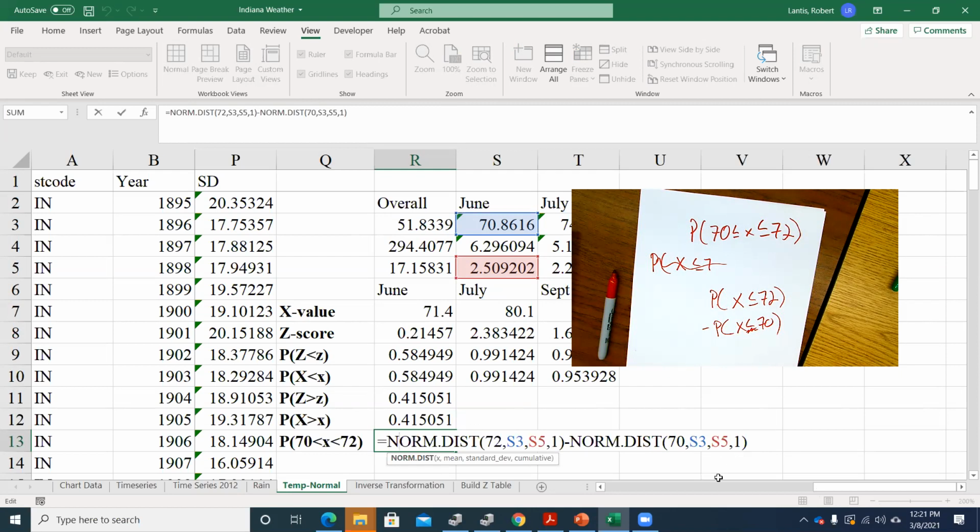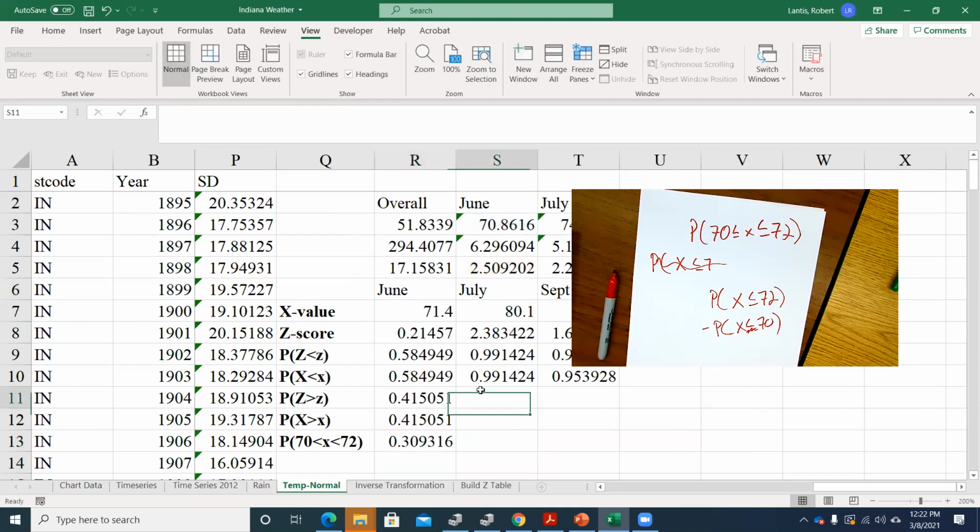Any questions on any of this? And I got a little bit lazy here where I didn't enter these in the cells. I didn't enter 70 and 72. So if I had entered those in the cells and had cell references, I could just start playing around with those and updating this probability pretty quickly. Okay. Any questions over any of that? Any of this Excel stuff? Okay with this? All right.